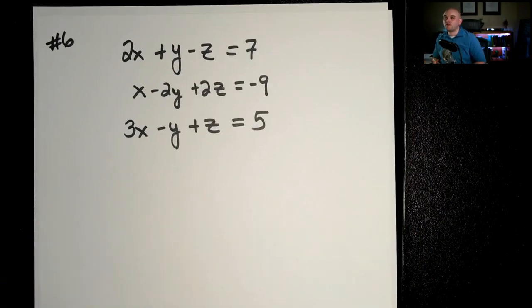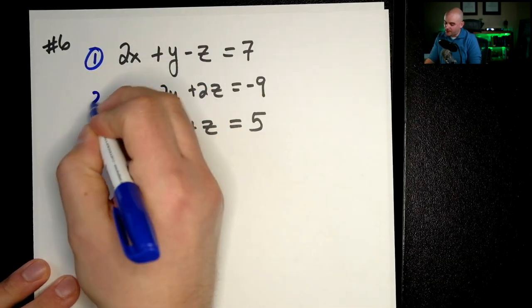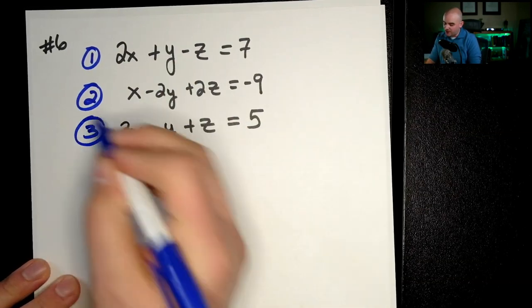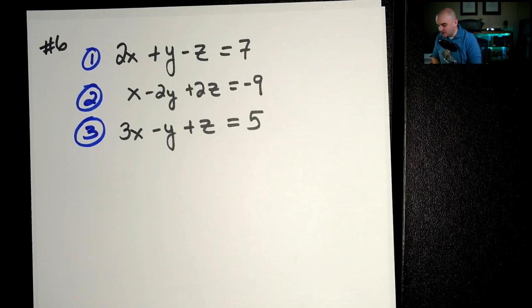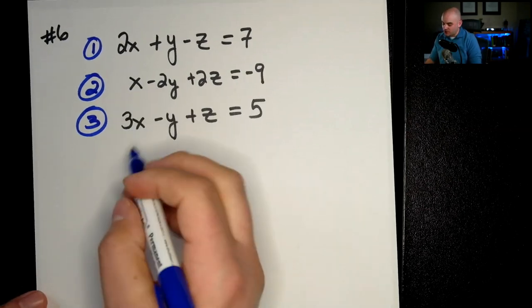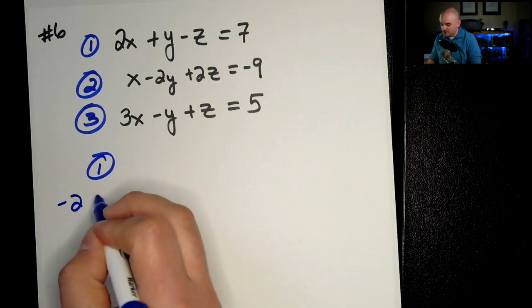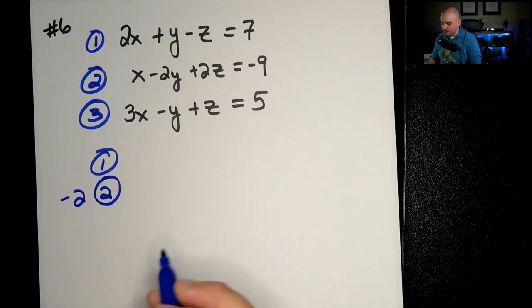There you are. Pause the video and give that one a try. All right, I take it you gave it your best shot. Let's label these 1, 2, and 3. And looking at this, let's start off by eliminating the x's. So I'm going to use equation 1, write it out, and then I'm going to say negative 2 times equation 2, and write that out.